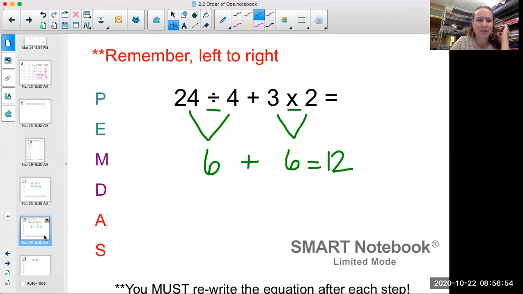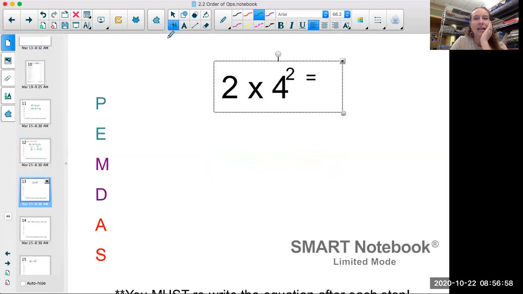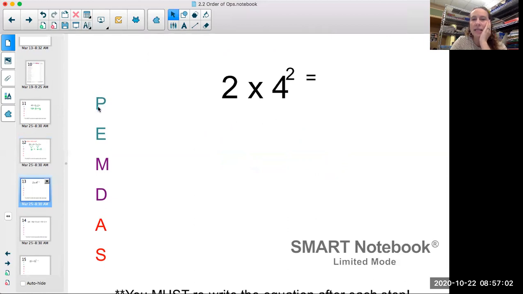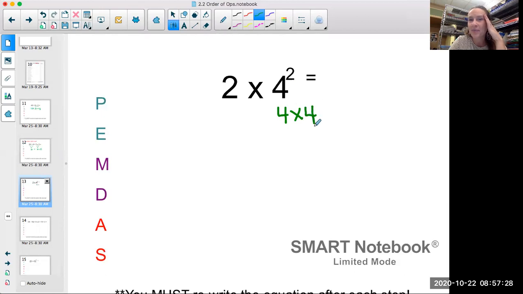Okay, let's try another one. This one doesn't have parentheses, but it does have an exponent. So I'm going to do my exponent first. Remember, 4 times 4 times 4 times 4, that's what that was going to look like, but only 2 times because it's to the power of 2. So it's going to look like 4 times 4. What is 4 times 4? We've been working on those 4s. 1, 2, 3, 4, 5, 6, 7, 8, 9, 10, 11, 12, 13, 14, 15, 16.